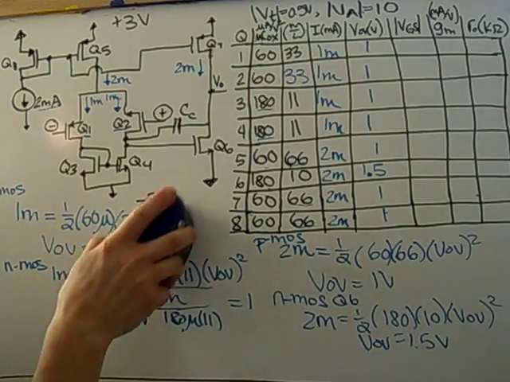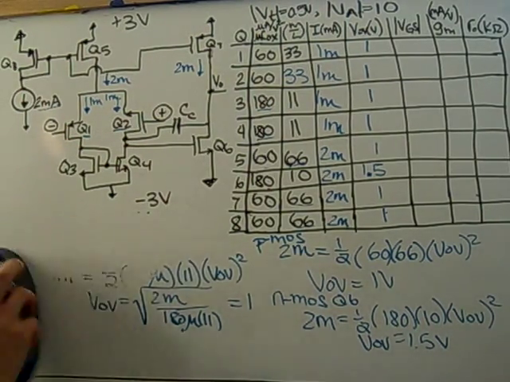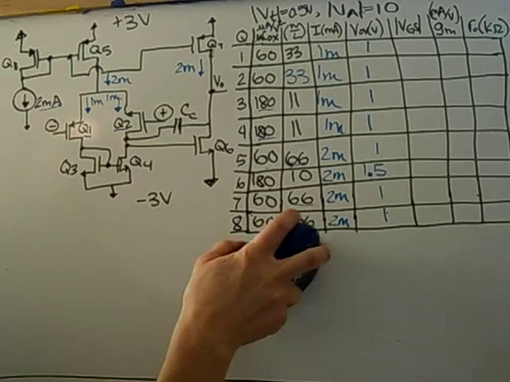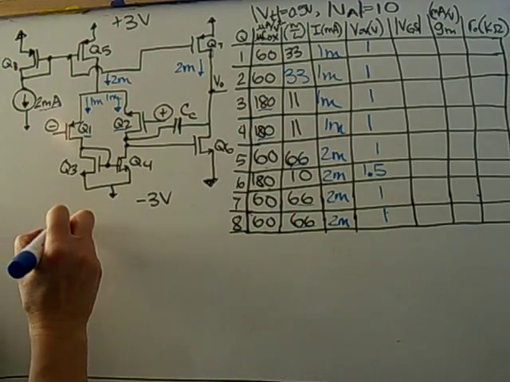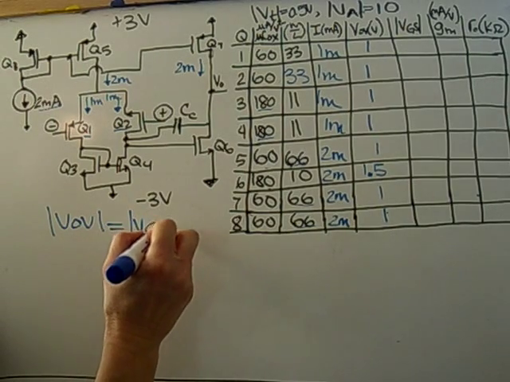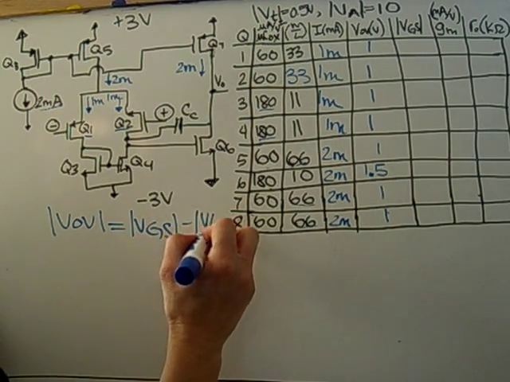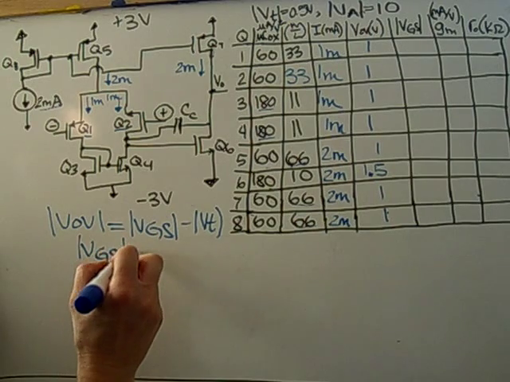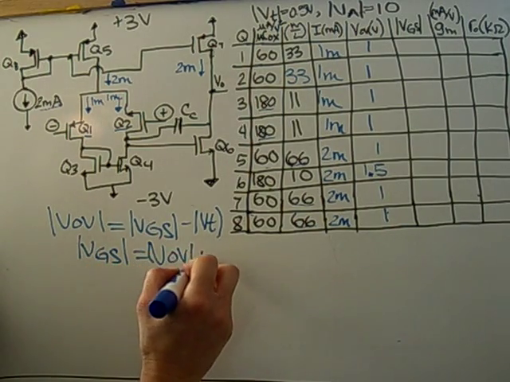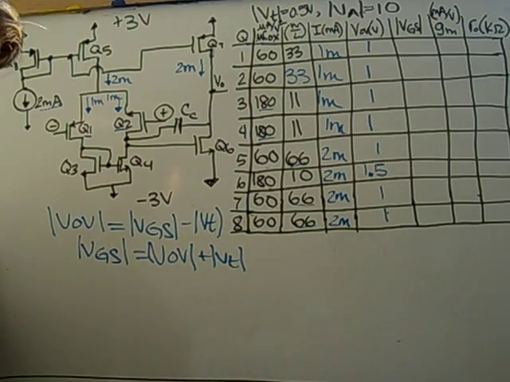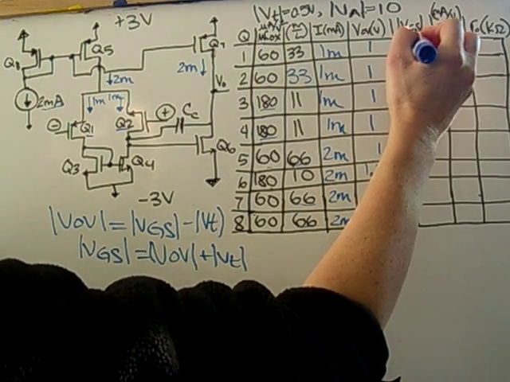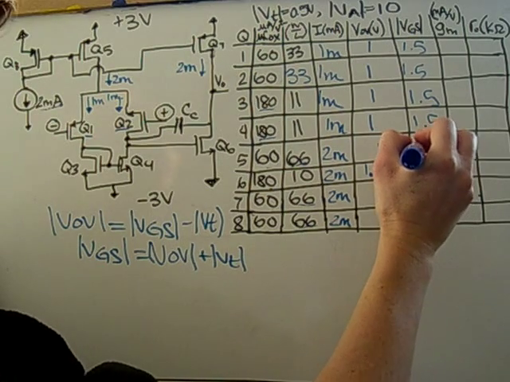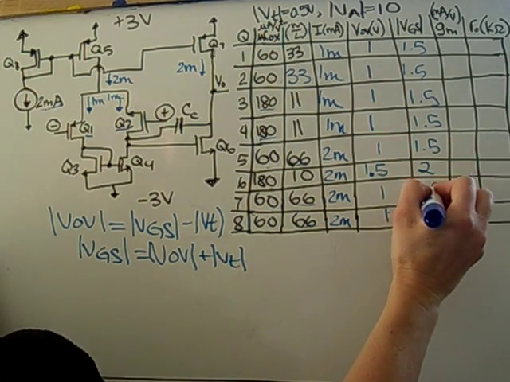So for VGS, we have that VOV is equal to VGS minus VT, and VT is 0.5, so we can use each of those. VOV is equal to VGS minus VT. And so we can solve this for the VGS is VOV plus VT. So we end up getting 1.5, 1.5, 1.5. And then we'll get 2 here.